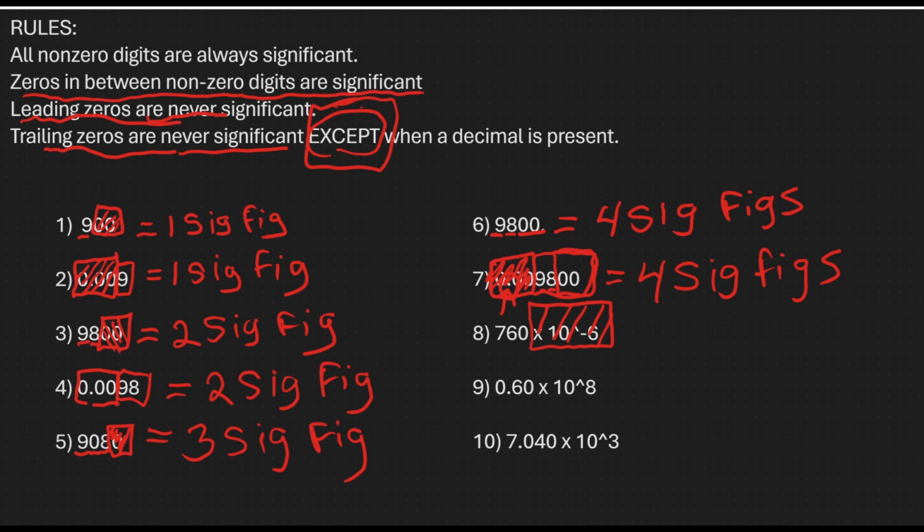In this case, we have 760. And we apply the same 4 rules that we applied on examples 1 through 7. We know that 7 is significant, 6 is significant, 0 is a trailing 0, and there is no decimal. Therefore, it's not significant. So in this example, we only have 2 sig figs.